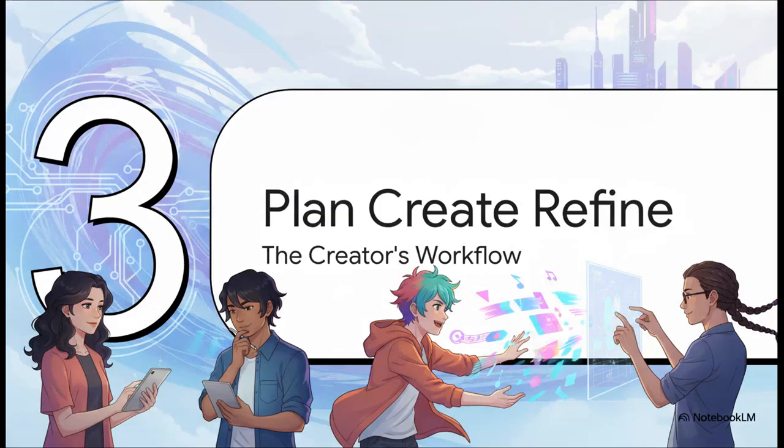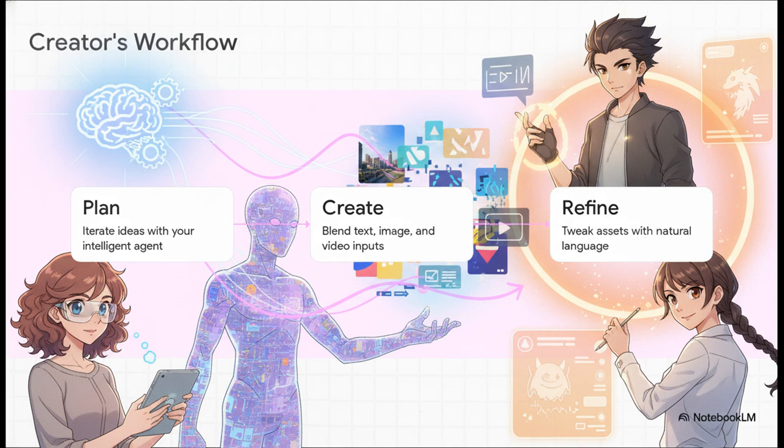Section 3. Plan, create, and refine. The creator's workflow. Having crazy powerful models is awesome, but how do we actually put them to work? This 3-step methodology is the beating heart of Flow. Step 1 is plan. Instead of staring at a terrifying blank page, you're iterating ideas with a Gemini-powered agent that actually gets the context of your specific project. It's like having a creative partner right from that first spark.